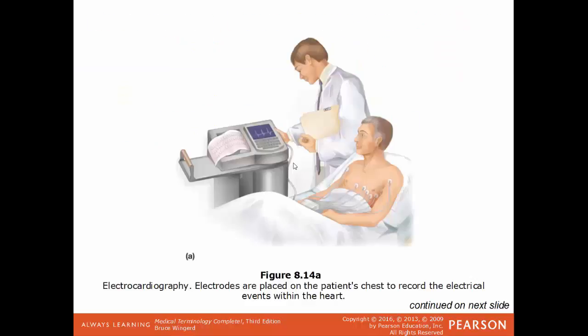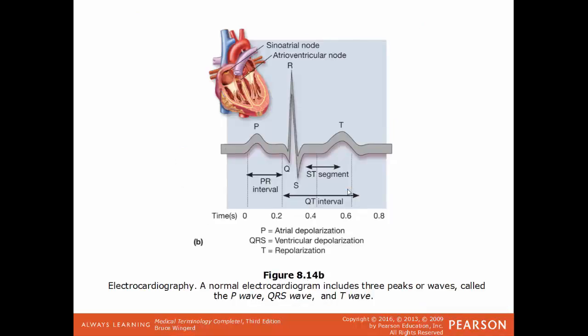Here's an example of what an EKG would look like. Various numbers of leads are put on the patient's chest and abdomen. Now, in this image we have what a normal EKG would look like, and these peaks and these valleys have very particular names, and they represent very particular things that go on within the heart during a normal cardiac cycle, during a normal heartbeat.